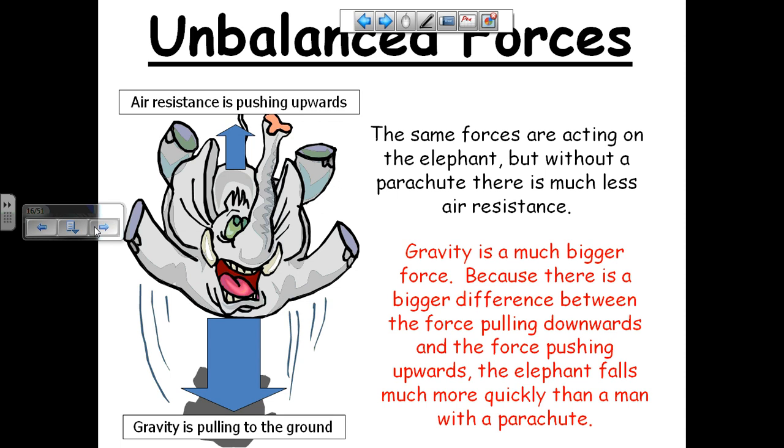Because there is a bigger difference between the force pulling downwards and the force pushing upwards, the elephant will fall much more quickly than a man with a parachute. So the man with the parachute was falling much slower because of the force of air resistance, but that's not the case with the elephant. The elephant will fall to the ground much more quickly. But in this scenario, it's still going to be the force of gravity that is the bigger force.